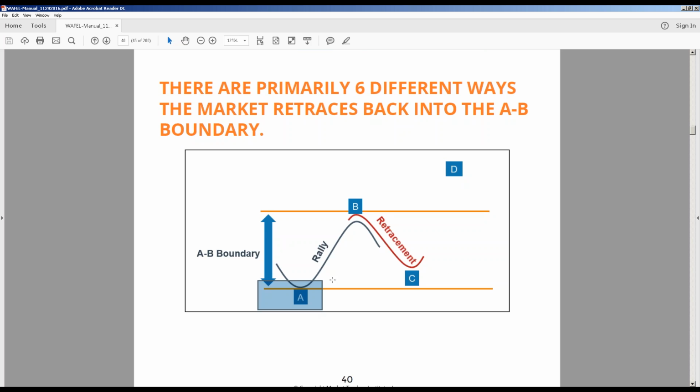You have an AB boundary, the market will rally from the A to the B, and it will establish the AB boundary. Once the B high has been established, the market will start to retrace back inside the AB boundary, and this is what is known as a retracement.